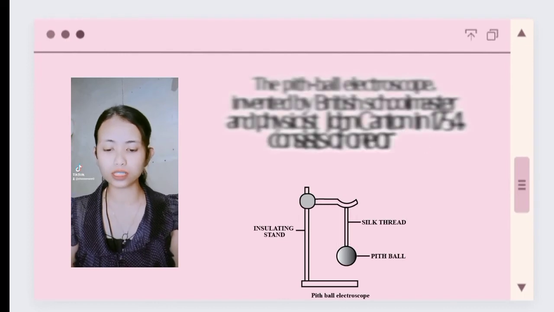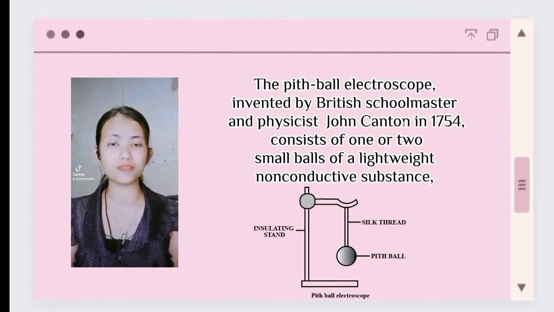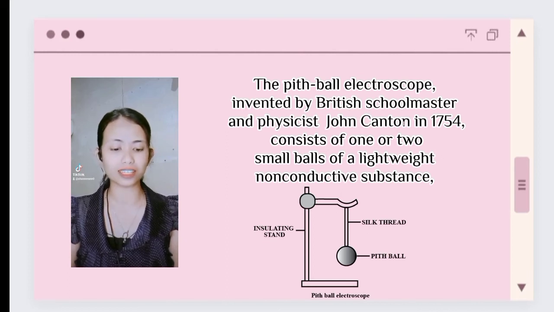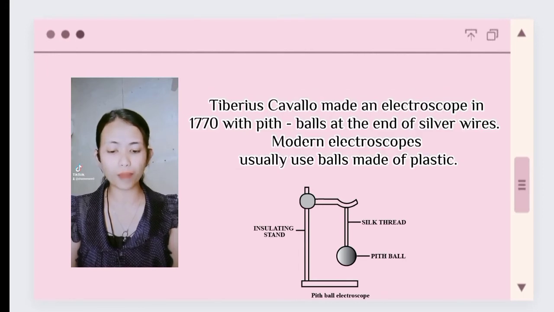The pith ball electroscope, invented by British schoolmaster and physicist John Canton in 1754, consists of one or two small balls of a lightweight non-conductive substance, originally a spongy plant material called pith, suspended by silk or linen thread from the hook of an insulated stand. Tiberius Cavallo made an electroscope in 1770 with pith balls at the end of silver wires. Modern electroscopes usually use balls made of plastics.